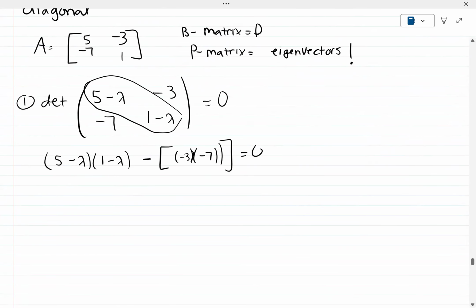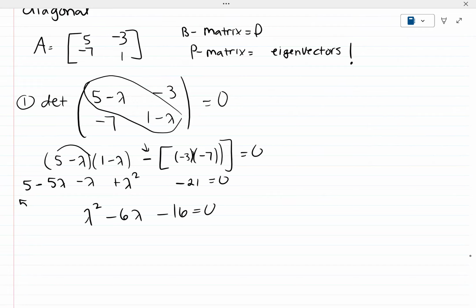And when you put it all together, let's see, -7 times -3 is positive 21, and then you have a minus, right? And then when you FOIL this out, you're going to get 5 minus 5 lambda minus lambda plus lambda square, and then set it to 0 and clean it up. When you clean this up, we're going to get lambda square minus 6 lambda minus 16 equals 0.